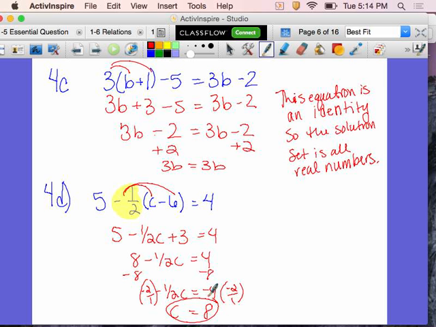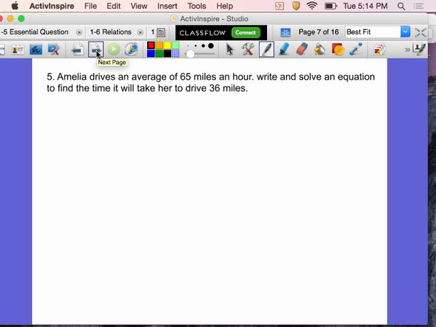Okay. Last one is number 5. Amelia drives at an average of 65 miles an hour. Write and solve an equation to find the time it will take her to drive 36 miles. So your equation would be, well, it's 65 miles per hour, so times hours equals the number of miles she went. Or in this case, could be distance. So h equals hours, and m equals miles.